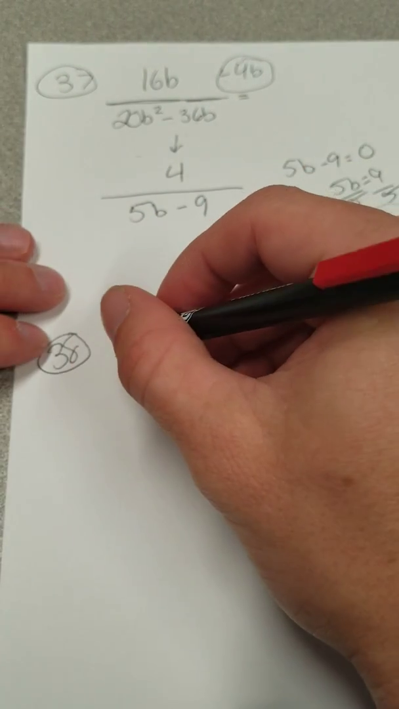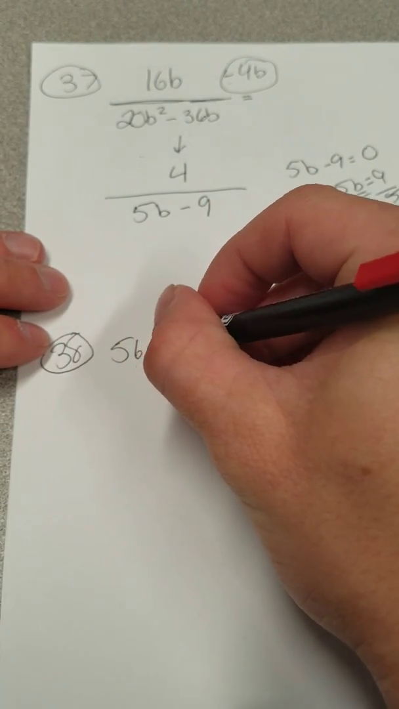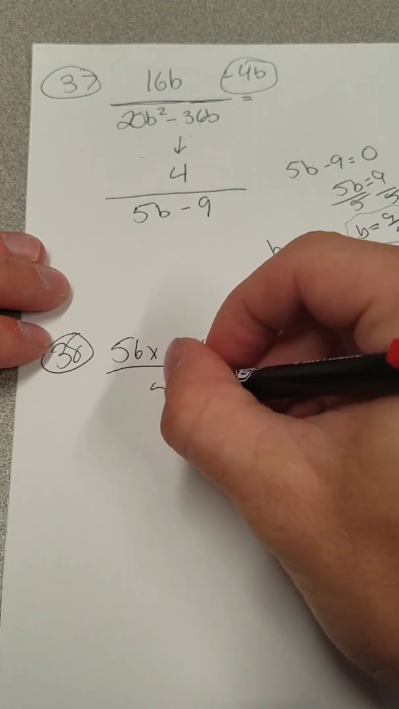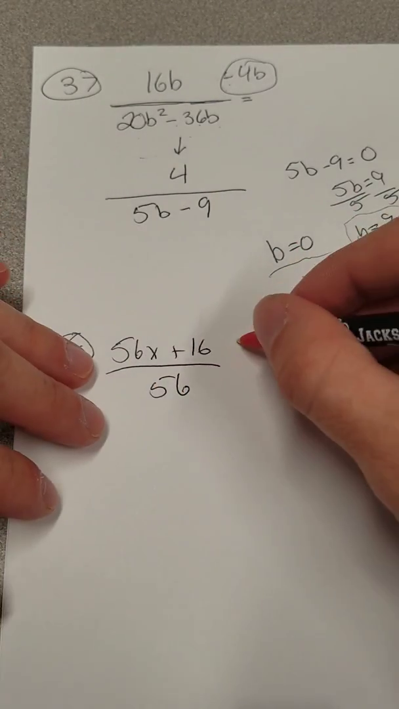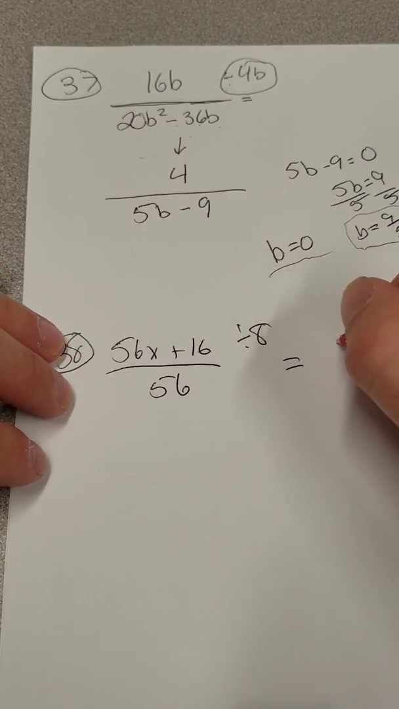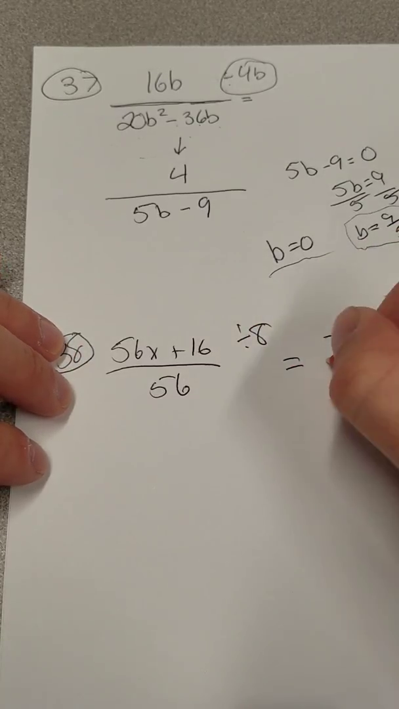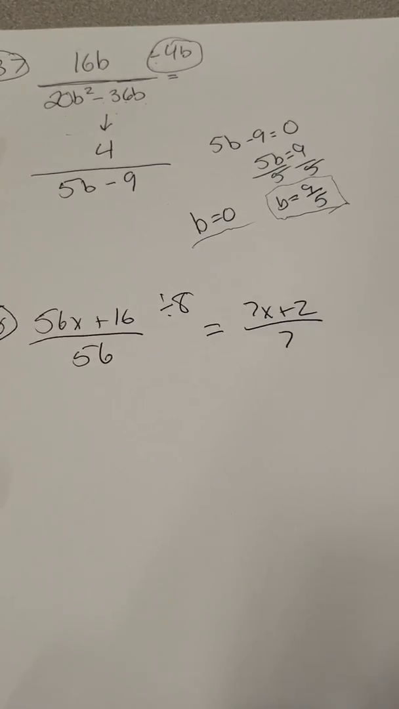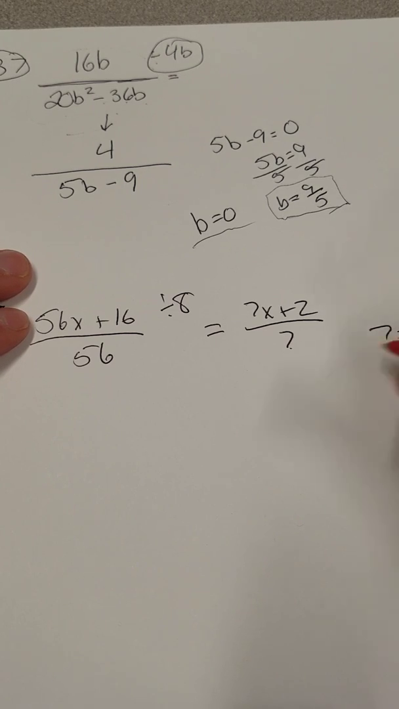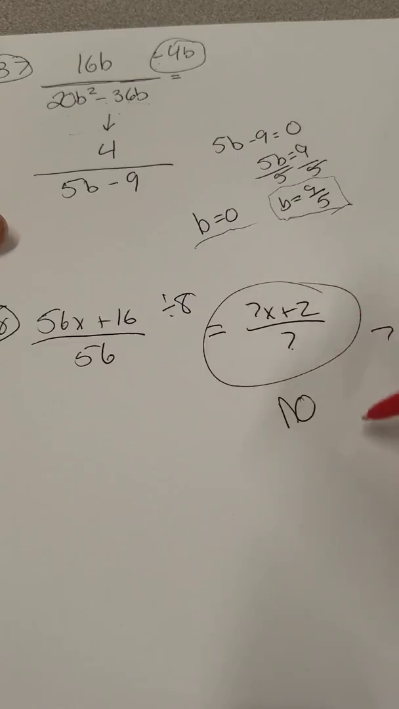38. Again, look at it, see what they all have in common. They're all divisible by 8. So that makes this 7x plus 2 over 7. All right. Then state the excluded values. Well, denominator equals 0. 7 equals 0. 7 doesn't equal 0. So there's no excluded values. This is the simplified version. Absolutely no excluded values on this problem.